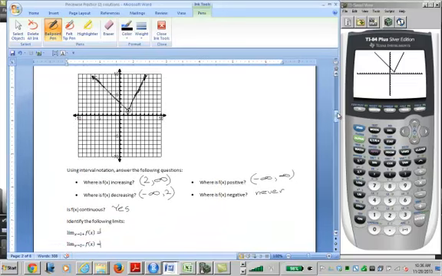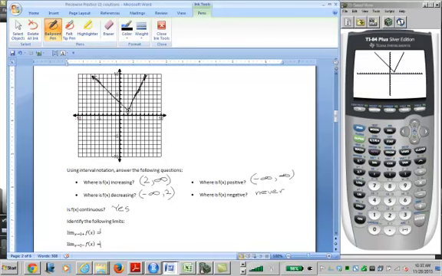So where is f of x increasing? Well, it's increasing on (2, infinity). So you go to where x equals 2, and then x goes on to infinity. In this interval from 2 to infinity, f of x, or the graph, is increasing. Okay, where is it decreasing? Well, from where x is negative infinity up until 2, it's decreasing. Is it continuous? Yes. There are no gaps in the graph.